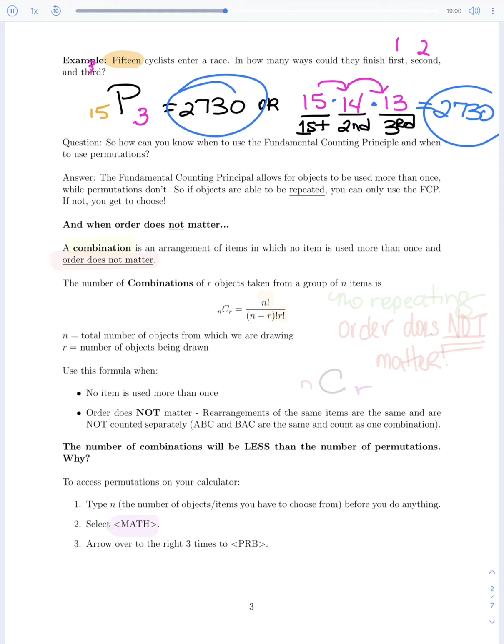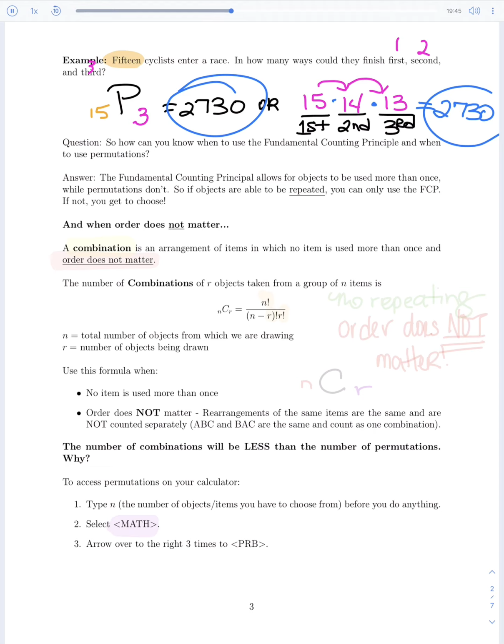So on a test or on a MyMathLab homework, it doesn't matter whether or not you use permutations or the fundamental counting principle. Anything that can be done using permutations can be done using the fundamental counting principle. However, not everything that can be done using the fundamental counting principle can be done using permutations. Why? Permutations are weaker than the fundamental counting rule or principle. The reason being is because you can't repeat. With the fundamental counting principle or rule, it's stronger because you can repeat if you need to.